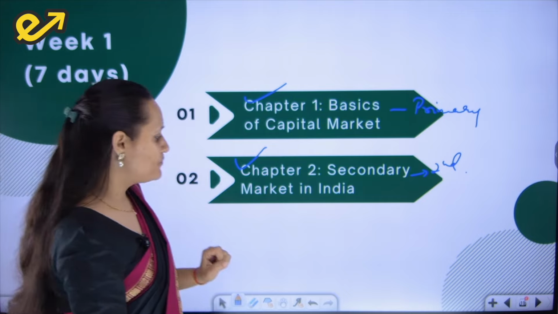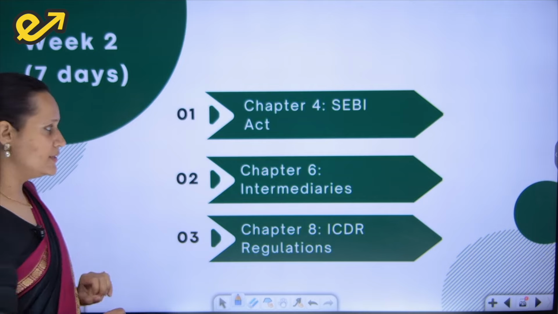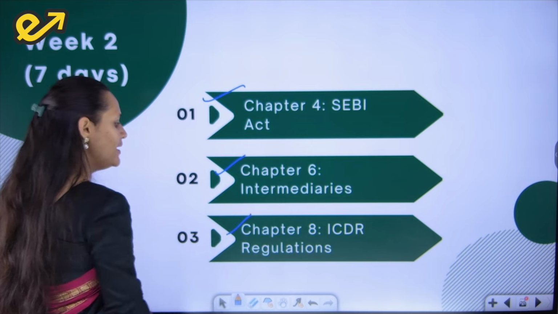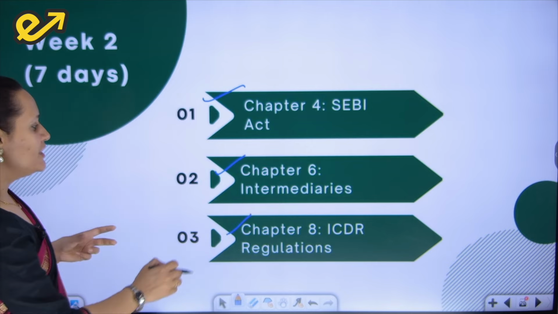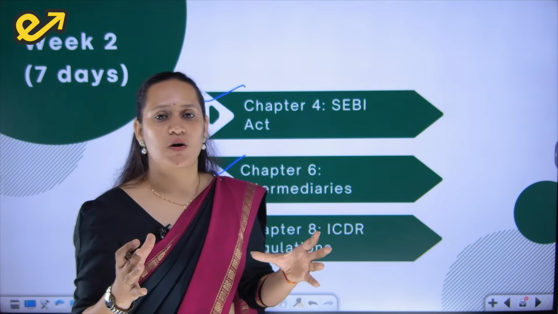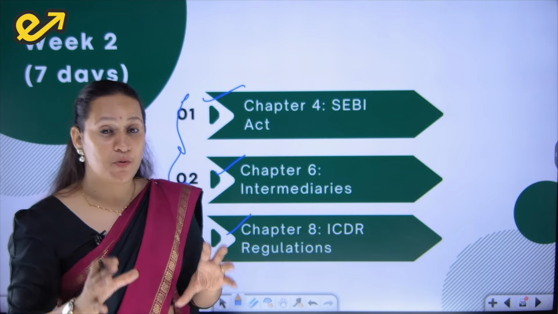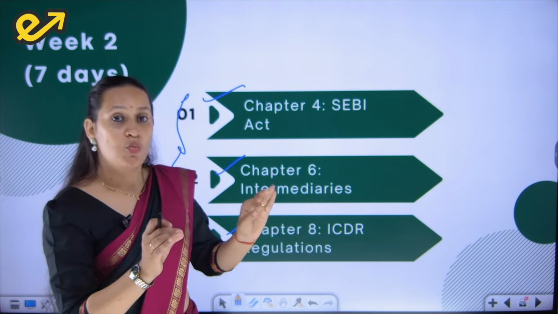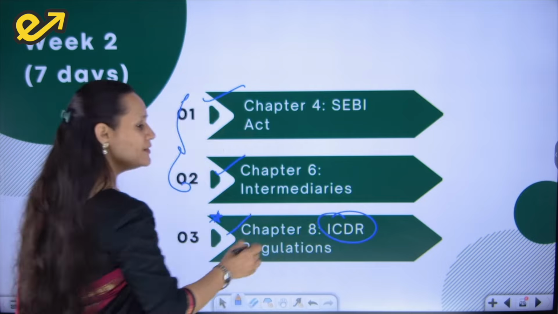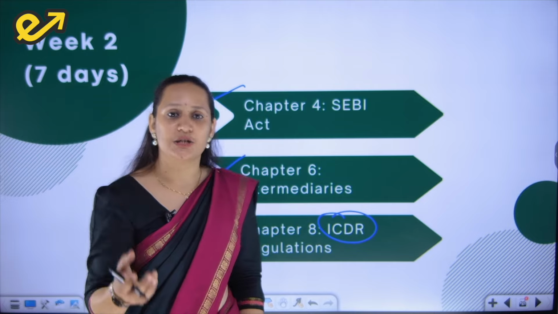For week 2, we are going to concentrate on completing 3 chapters. One is the SEBI Act, next is the chapter on intermediaries, and next is the ICDR regulations. Now, the first two are general theoretical chapters. There are not a lot of complicated provisions under both of these chapters. What you have to focus on this week is the ICDR regulations, because this is something new. It is going to have complicated regulations, and you have to remember the eligibility criteria.